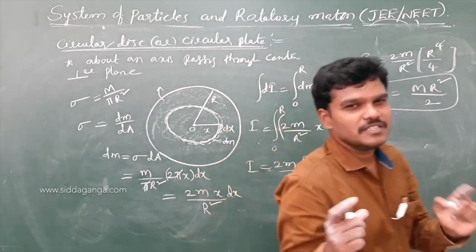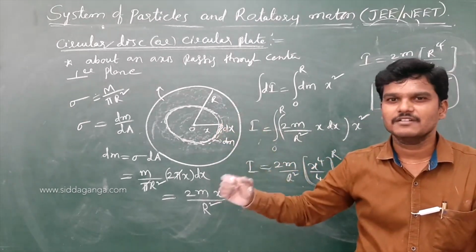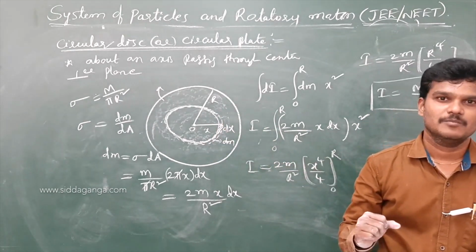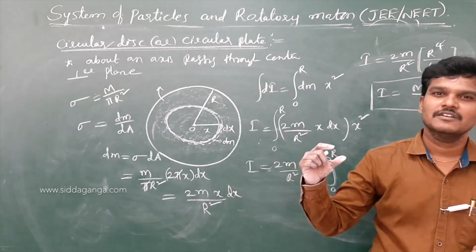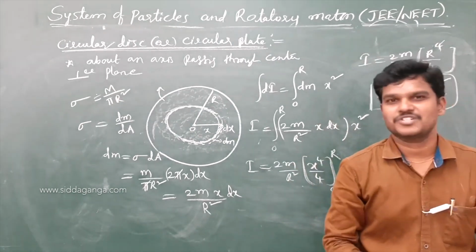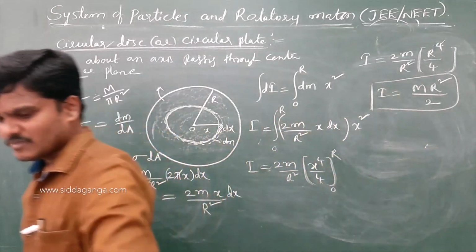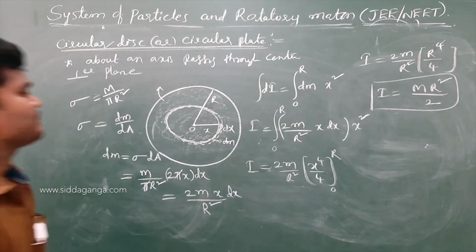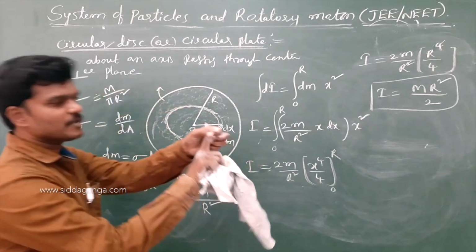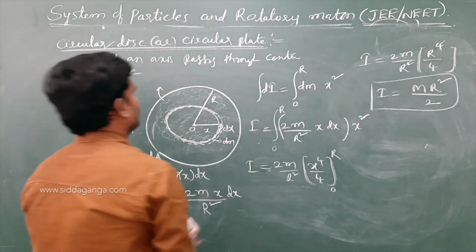See, this is for area-type objects. I take a small part, apply integration, and then I get the answer. Practice like this. This method will help to find other types of questions. Now let us find the next one, about a diameter. This was the axis passing through the center perpendicular to the plane of the disc.